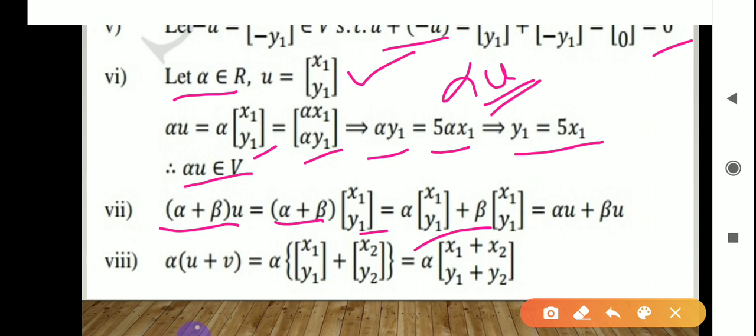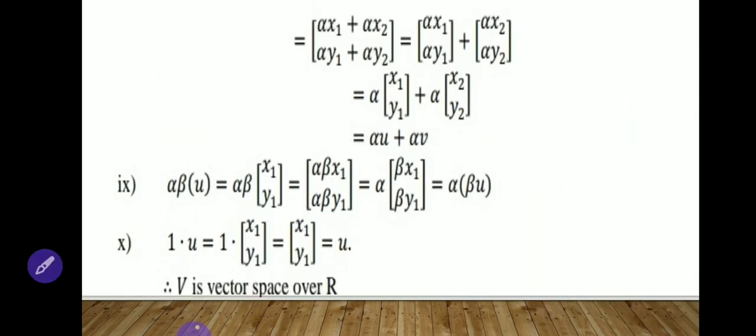And what is this [x1 y1]? That is u, so alpha u plus beta u. The next one is alpha into (u plus v) is equal to alpha into, this is [x1 y1] plus [x2 y2], equal to alpha into [x1 plus x2, y1 plus y2]. Okay, can be written as [alpha x1 plus alpha x2, alpha y1 plus alpha y2].